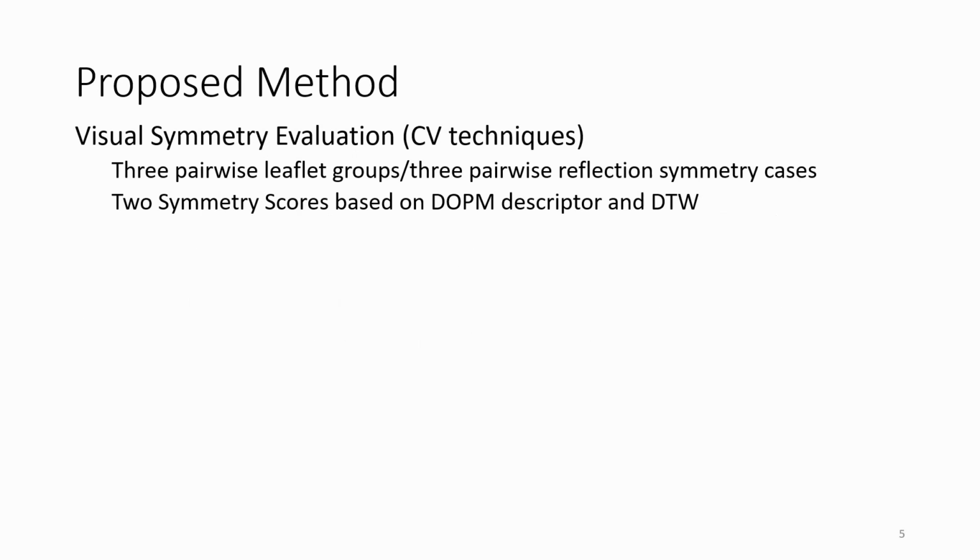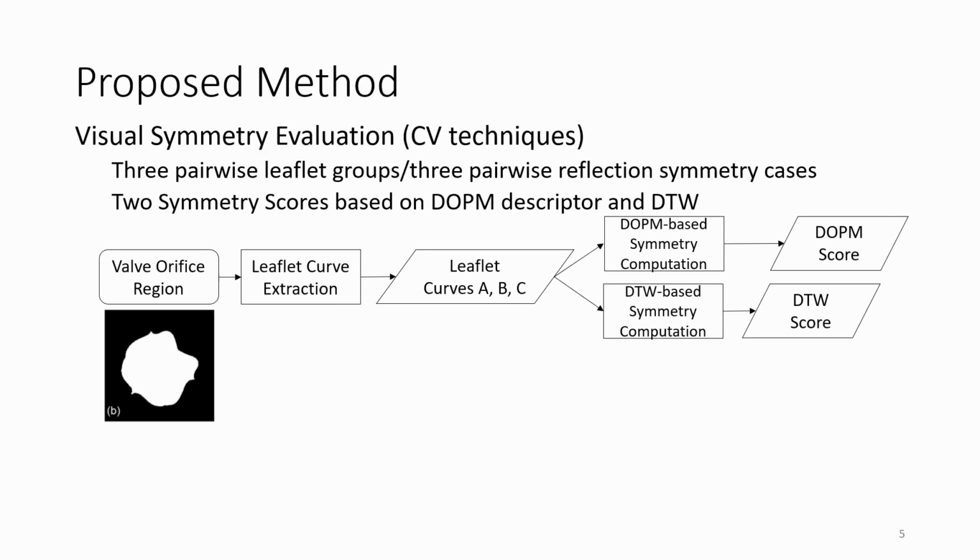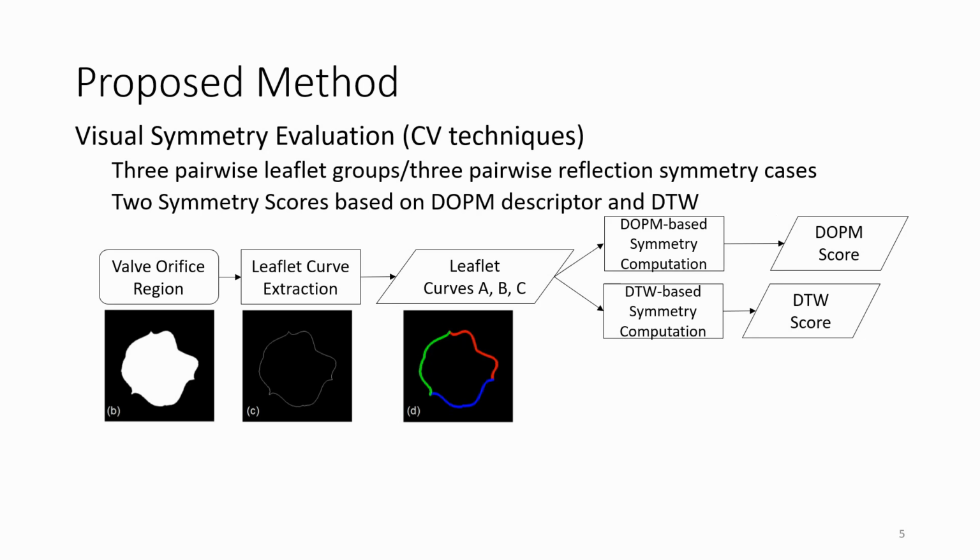For the visual symmetry evaluation, as there are 3 leaflets per valve, we consider 3 pairwise reflection symmetry cases. We start with the segmented orifice area and extract its contour, which we split at the anchor points to get the 3 leaflet border curves. 3 pairwise leaflet groups are then considered as shown here. The DOPM and DTW scores are then calculated for each pair.